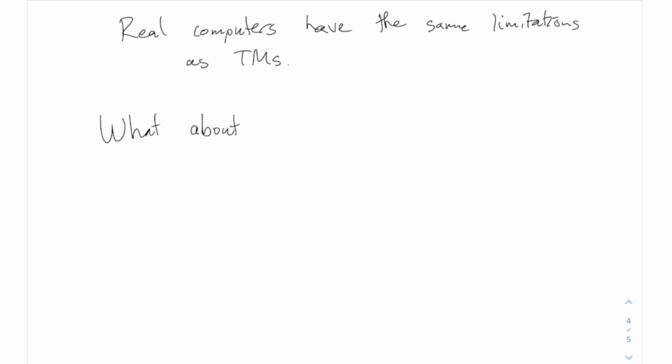what about people? Human beings, human brains. Are they like Turing machines or are they something else? Now, I suppose this is a matter of opinion. This is not exactly a mathematical question anymore because a person is not a mathematical concept with a mathematical definition. But I think it's an interesting question to think about.